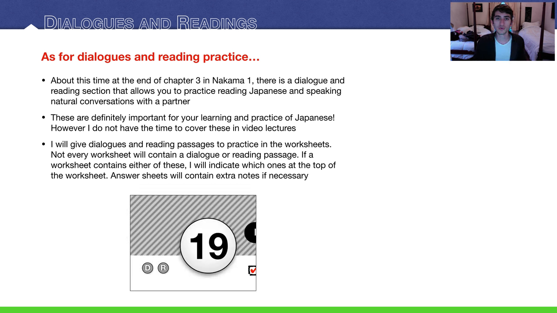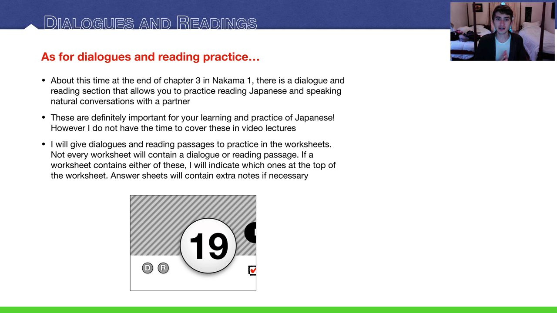So, how do you know whether or not a worksheet is going to have a reading or a dialogue? Well, these little symbols right here. D is dialogue, R is reading. If you see one or both of those at the top of a worksheet, that means that at the end of that worksheet will be either a dialogue or a reading. And the answer sheet that corresponds to that worksheet will have extra notes about the reading or the dialogue, as well as, for the dialogue, an English translation of what is being said, just to make sure that you are understanding everything that is being said in that dialogue.